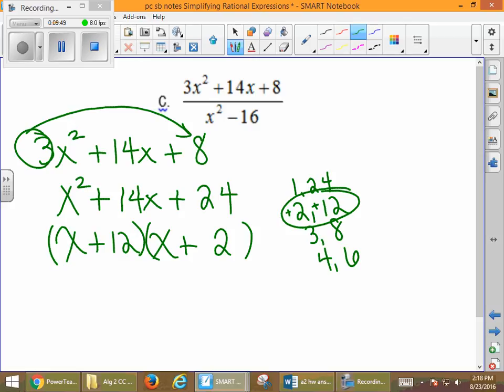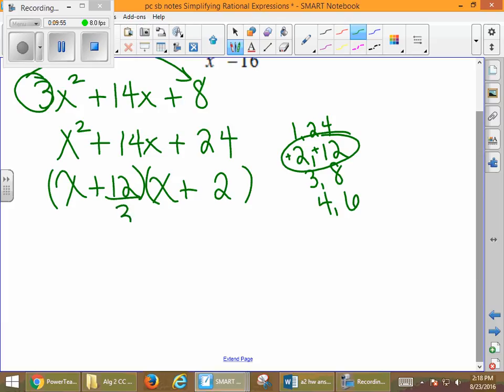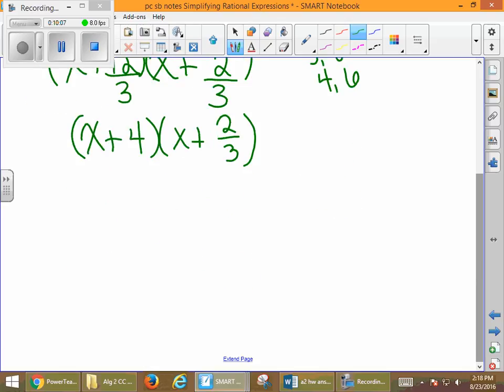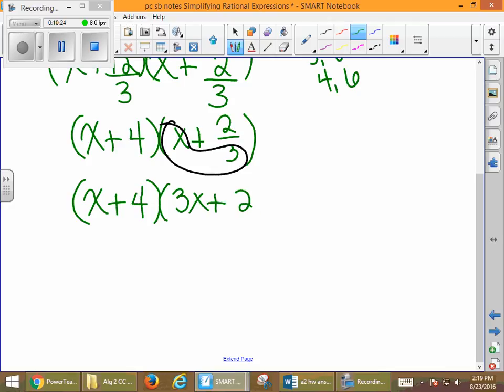Don't forget to divide. Slide, divide. And now we're going to divide by 3. When we divide by 3, we're left with x plus 4 here. But we still have 2/3. And then we're going to do bottoms up. Bring that up. So we have x plus 4 and 3x plus 2. That's all our numerator factors. The numerator being the top of the fraction.